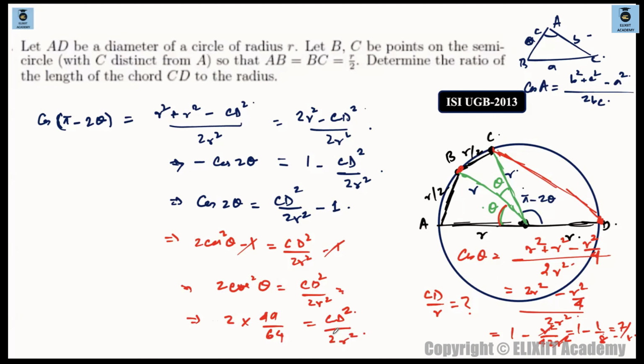ठीक है, तो bring this 2 over here, make this as 4. तो ये complete square हो जाएगा. So cd square, cd by r will be root over of 4 into 49 by 64. और ये तो सिंपल है काफी. ये क्या हो जाएगा? 2 into 7 by 8. 7 by 4 cd by r. Done.